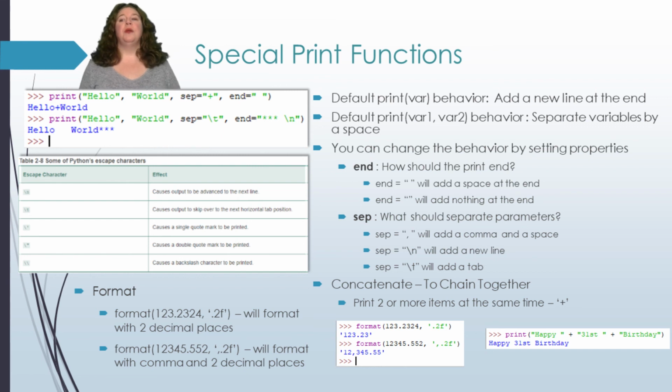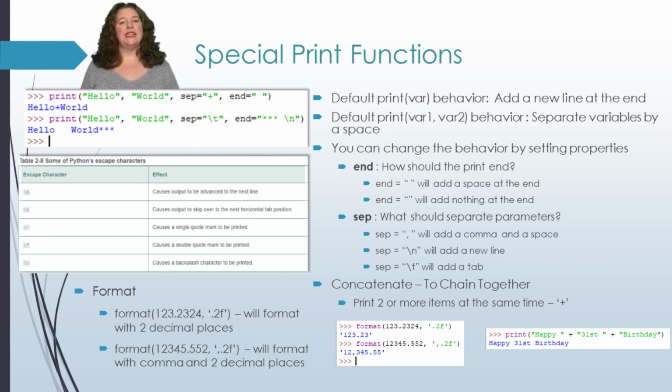So if you want to put a space at the end, you can just put a space in for your end character. If you want to have nothing at the end, you can put in two double quotes with nothing between them. Same for the separator. You can do that with a comma, which is always fun if you want to put a comma between options, a comma and a space.